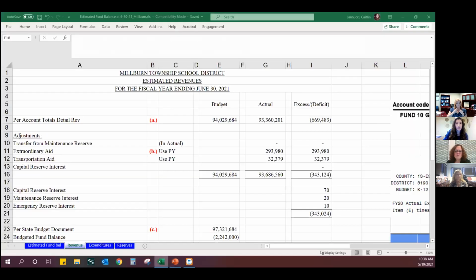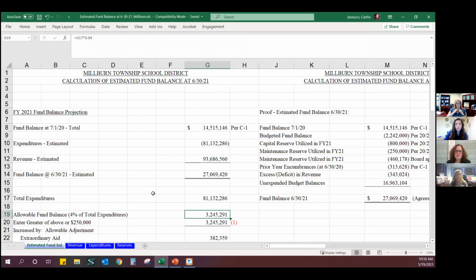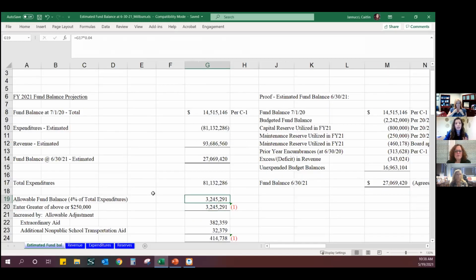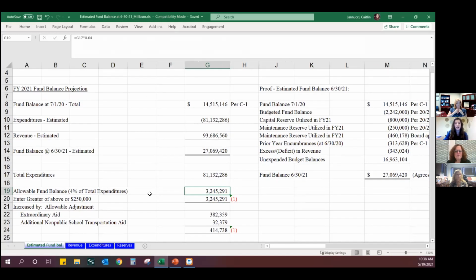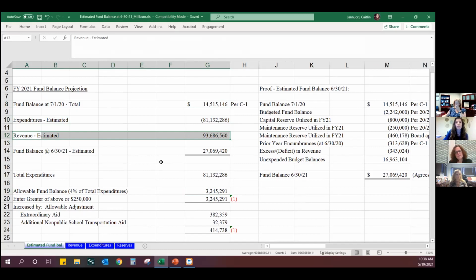All right, so flip back to our Excel, and I know this spreadsheet itself looks a little bit more intense than our other tabs, but it's really just pulling information from the other 3 that we put together. So we're obviously starting with our beginning balance, and then we're pulling our estimated expenditures that we already went over with our expenditure tab, and then we're pulling our estimated revenues that came from our revenue tab, and we're ending with a projected estimated fund balance of $27 million.